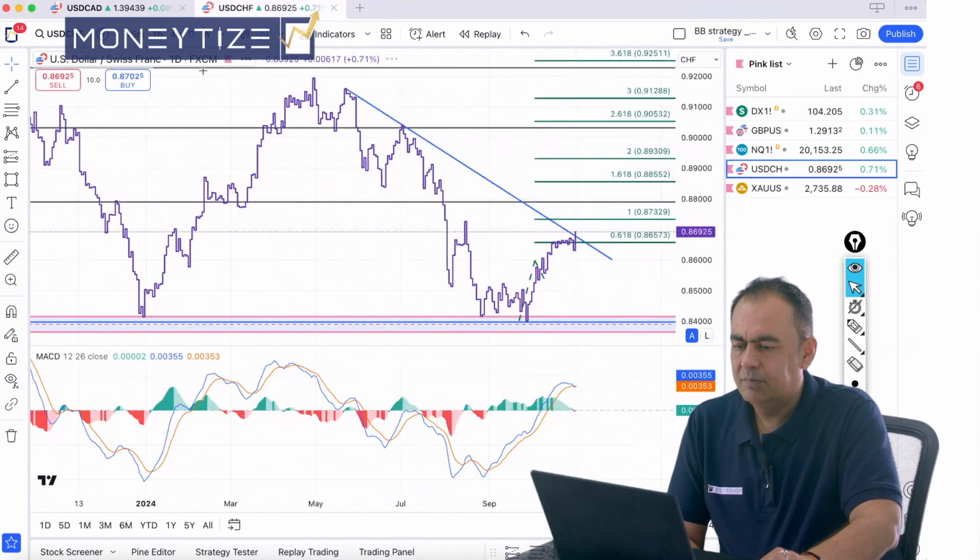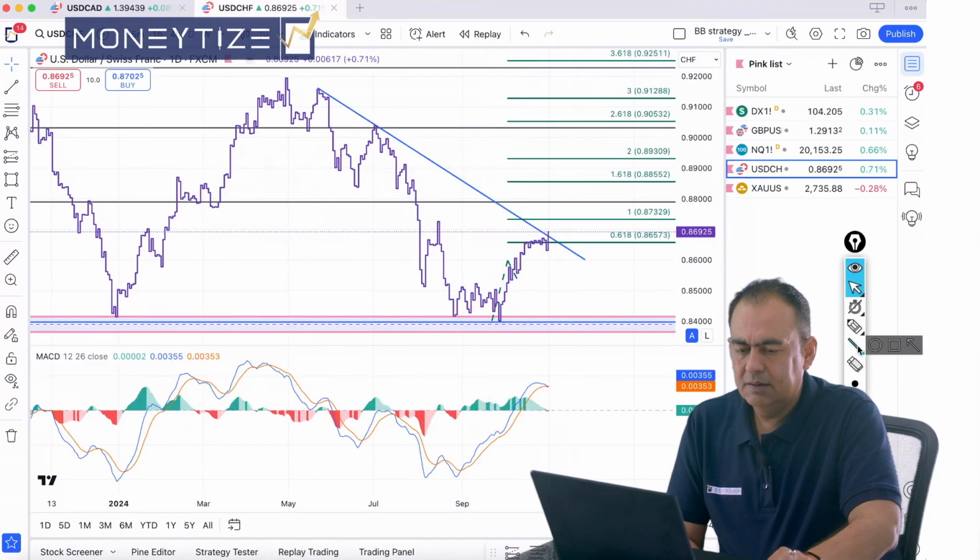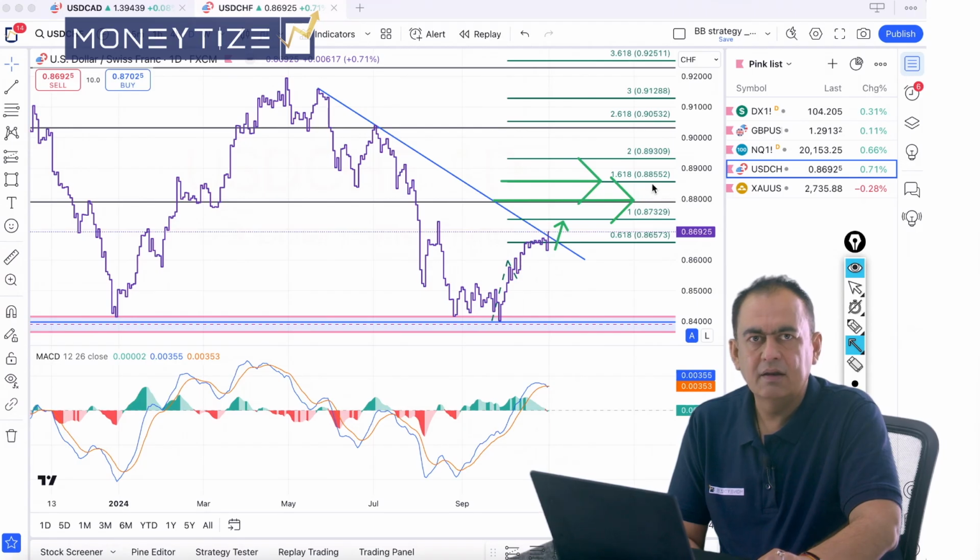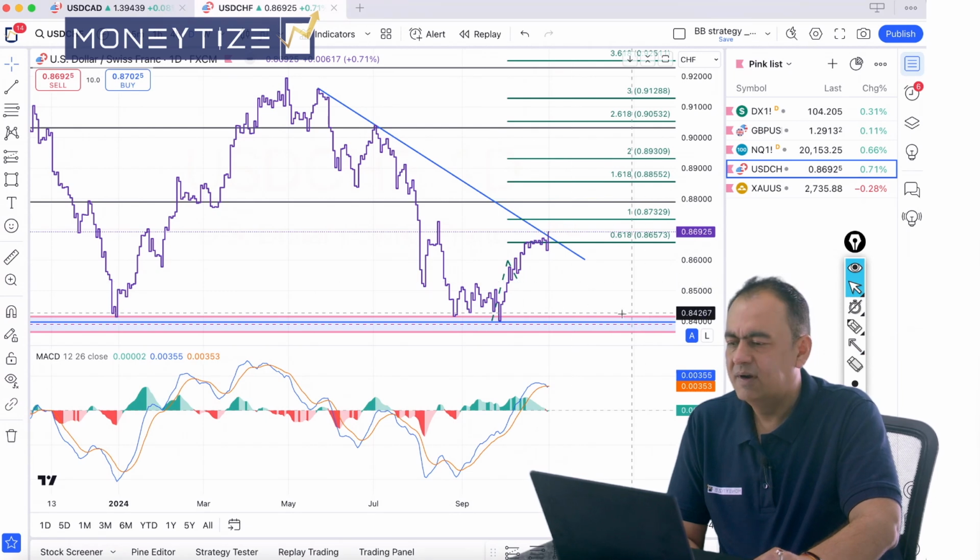Now the next fib extension level is here, the 100% level, which is 0.8732. So I believe the US dollar versus Swiss franc instrument will continue and complete its journey towards 100% extension mark, that is 0.8732, followed by fib retracement taken on the higher time frame and 161. So we can also expect between 0.880 to 0.8855. So any pullback should be taken as an opportunity to buy.